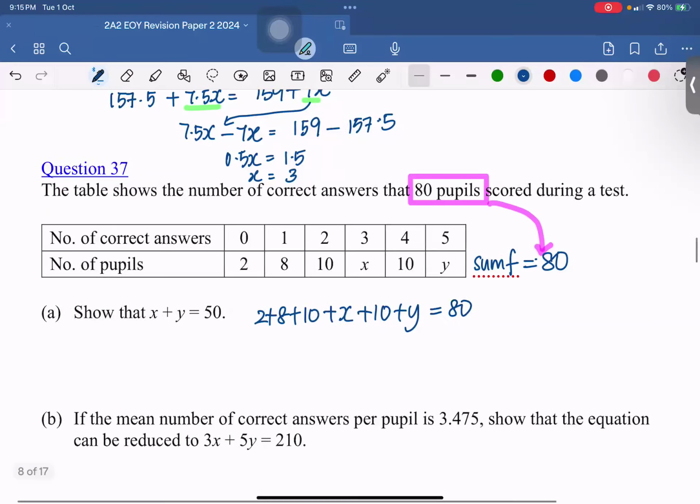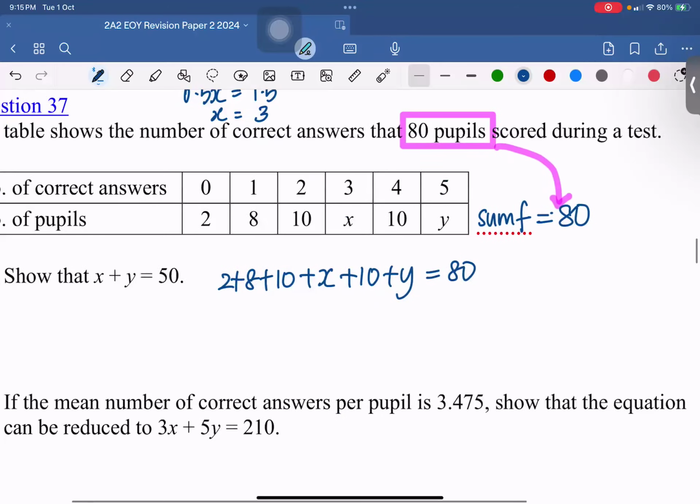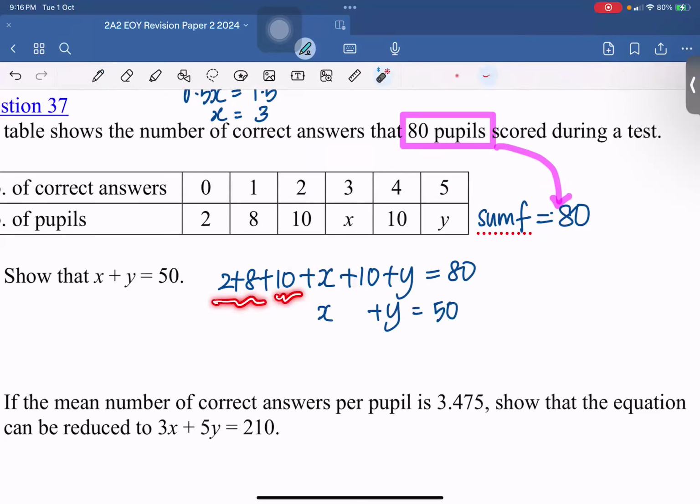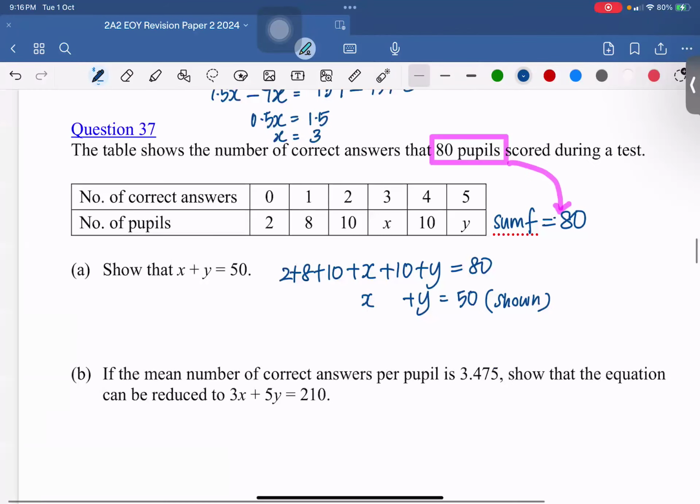So simplify. Now we're going to keep x and y, shift everything away. 80 minus 50 equals 30. x plus y equals... 2 plus 8, 10. 10 plus 10, another 10, 30. So bring over, minus away, 50 shown. Okay, so that is the first equation using the frequency.